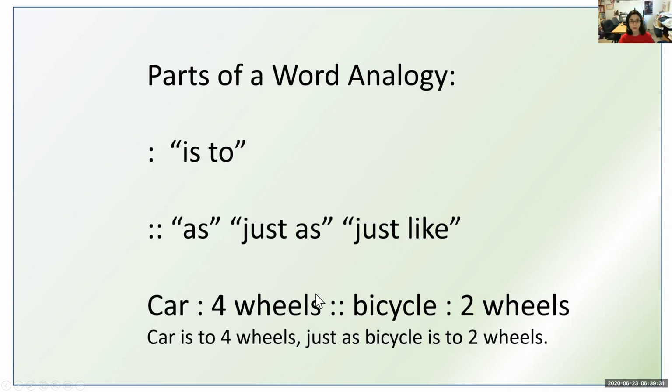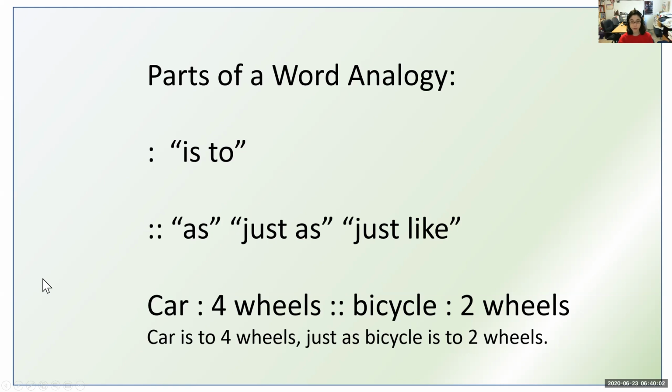Then we have a double colon, which means as, just like. So just as bicycle is to 2 wheels. So again, this right here means car is to 4 wheels, just as bicycle is to 2 wheels. So here they're making that analogy, that comparison between car and bicycle by saying that car is to 4 wheels, meaning that a car has 4 wheels, just as a bicycle has 2 wheels. So again, comparing bicycle and car.